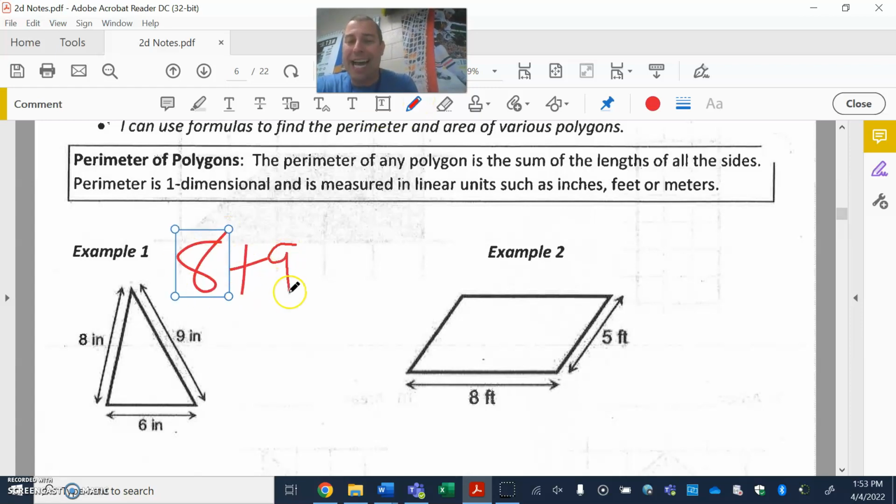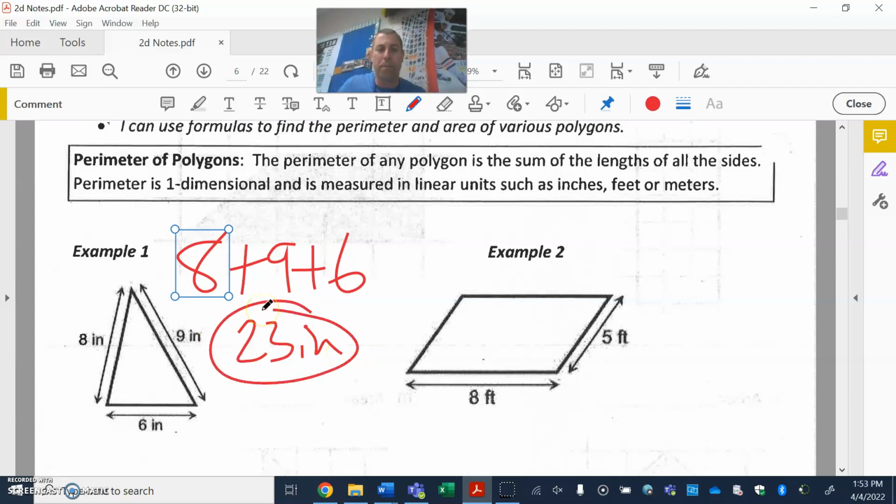8 plus 9 plus 6. We add it up. 8 plus 9 is 17 plus 6. Hey, 23. So it's just 23 inches. Hey, we're done. Show's over. It's not about just adding up all the numbers.